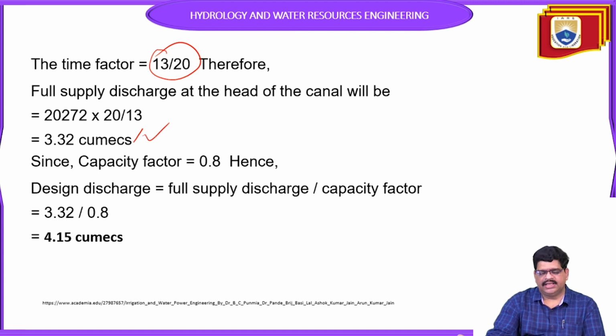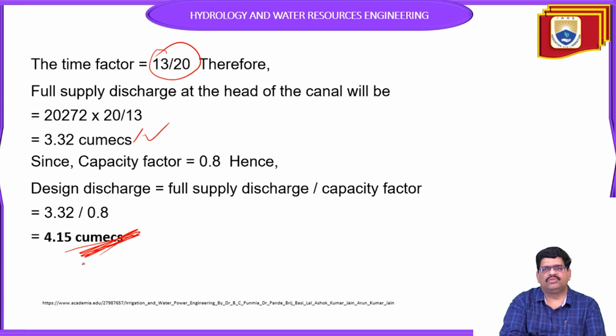Since the capacity factor is 0.8, the design discharge is equal to full supply discharge divided by capacity factor, that is 3.32 divided by 0.8, equal to 4.15 cumec. That is the final value. You have to find the design discharge for the different types of crops which are given.